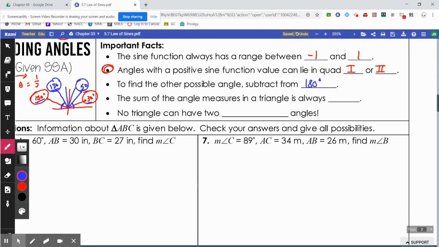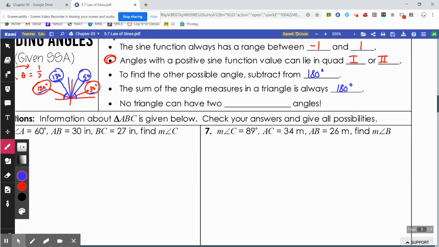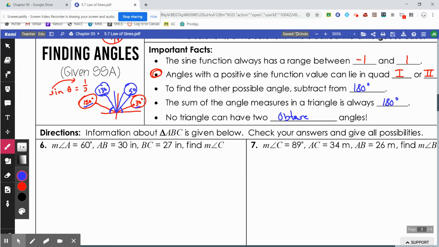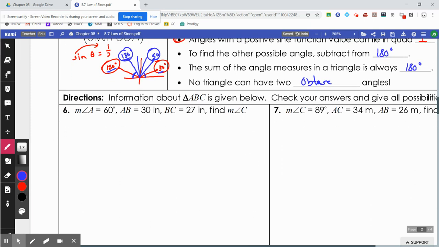The sum of the angle measures in a triangle is also always 180. That's going to allow us to check, well, sometimes these solutions won't work. If we get a couple of angles that add up to something bigger than 180, we've got a problem there. No triangle can have two obtuse angles. So keep that in mind as well. If you've got an obtuse angle, well, you can't have a second obtuse angle. It's not even a triangle. So all these things we're going to keep in mind as we're working these, and hopefully it'll make a little bit more sense as we're working these out.